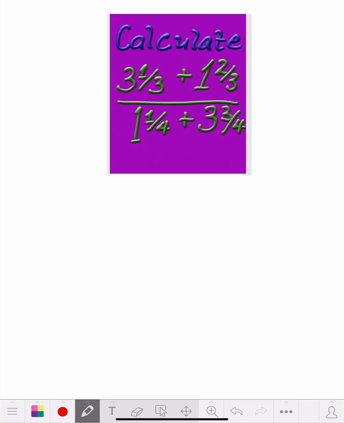Okay, if I was to look at this on an exam or a quiz, what I'd probably do is break this apart. I'd take the whole numbers, the 3 plus the 1, equals 4. Then I'd take the 1/3 plus the 2/3. 1/3 plus 2/3 equals 3/3, which equals 1. I'd add these two together, I get 5. So now my top number is 5.